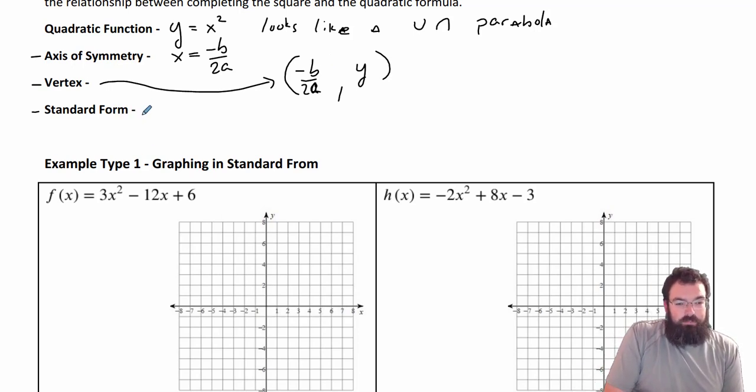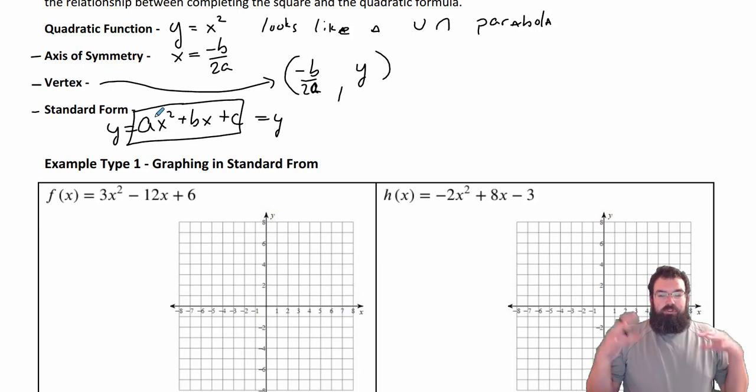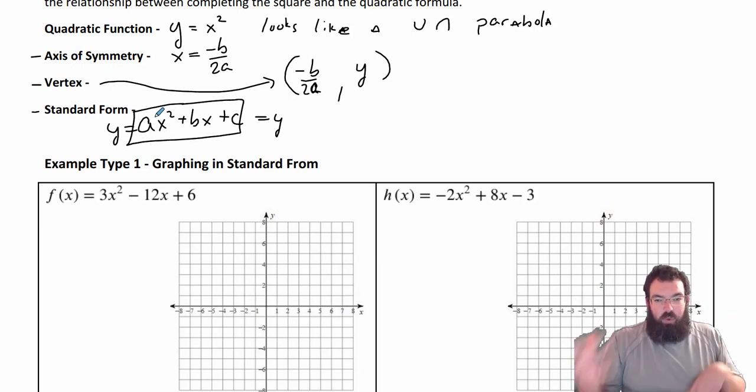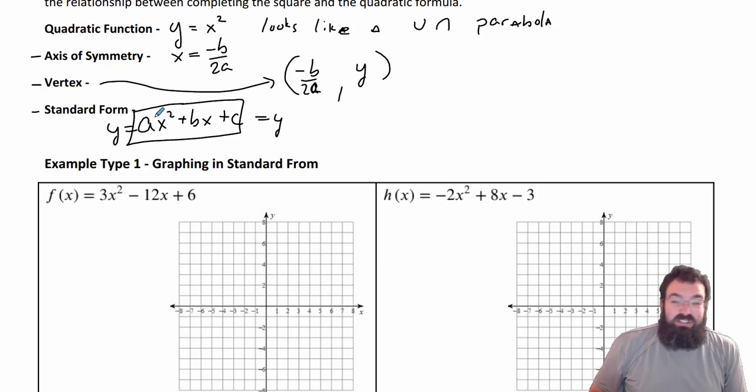Standard form is ax squared plus bx plus c is equal to y. It doesn't really matter where the y goes, but standard form looks like this, meaning there are no parentheses, it's just an x squared term, an x term, and a regular number. It could be missing the bx plus c part, but it's still quadratic. It needs the power of 2 in order to be a quadratic. If it doesn't have that, then it's not. So please make sure that's important.